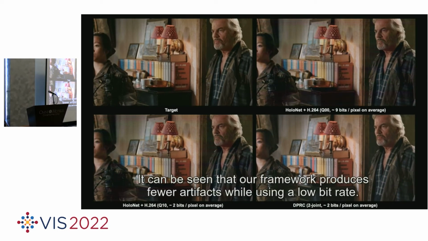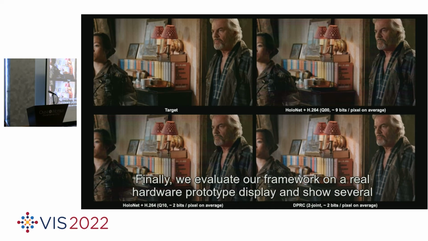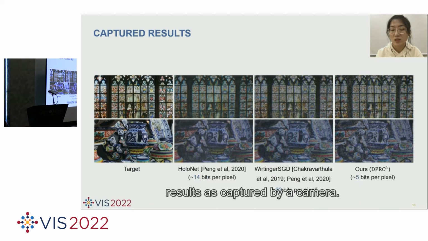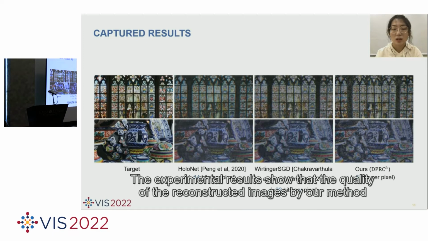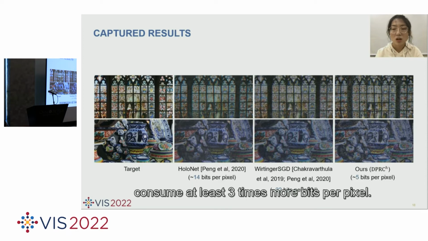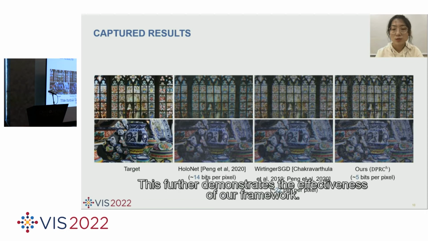It can be seen that our framework produces fewer artifacts while using a low bit rate. Finally, we evaluate our framework on a real hardware prototype display and show several results as captured by a camera. The experimental results show that the quality of the reconstructed images by our method using just 5 bits is comparable to those of the other 2 state-of-the-art methods, which consume at least 3 times more bits per pixel. This further demonstrates the effectiveness of our framework.